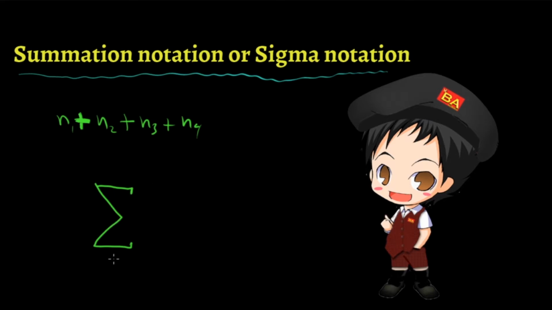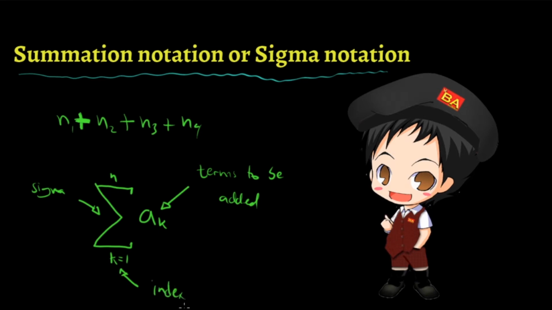To express addition. Paano yun? Well, madalas makikita mo siya in this form. Yan. So, we have the Greek letter, capital sigma. Kaya siya sigma notation. And then you have the terms that you will be adding. This expression a sub k represents the terms to be added. k is your index of summation. And then kung ano man yung value ni k dito sa baba, yun yung iyong lower limit. And then, yung nasa taas naman, yung n, is your upper limit.